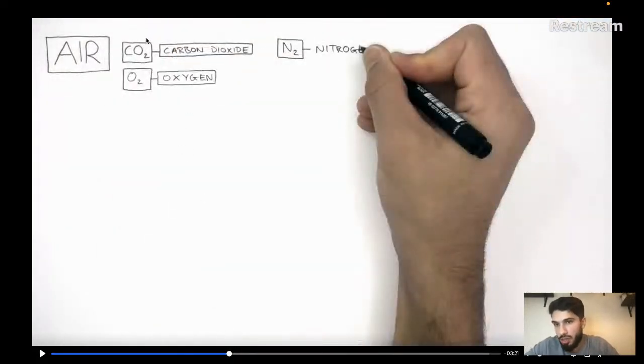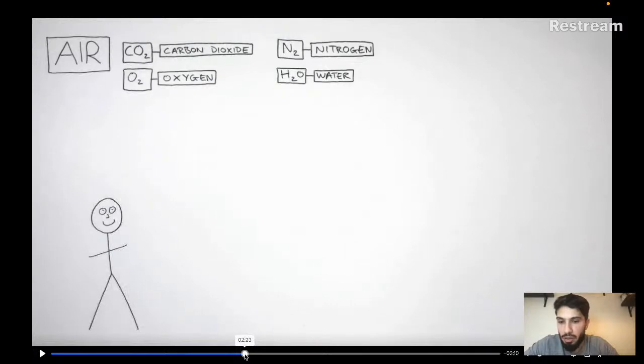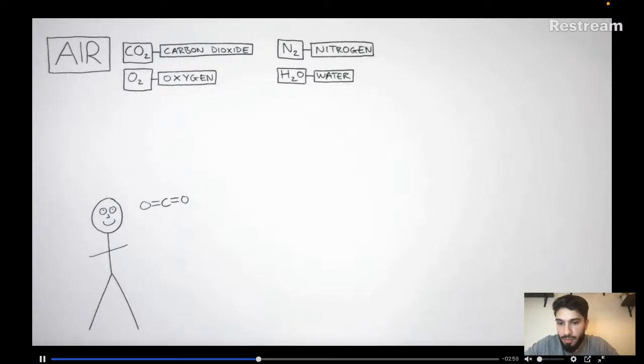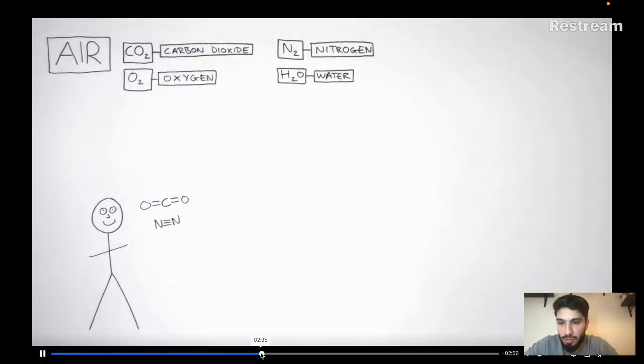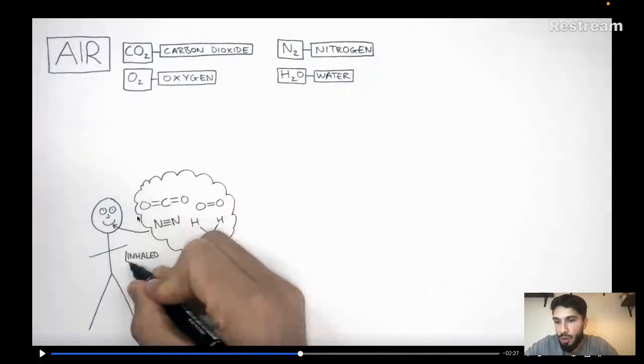Air contains carbon dioxide, oxygen, nitrogen, water, and then other gases such as trace amounts of methane, small amounts of argon, and other noble gases as well. Okay, now when we breathe in air, my lovely diagram, we have carbon dioxide. There is nitrogen, which has a triple covalent bond, oxygen, and water.